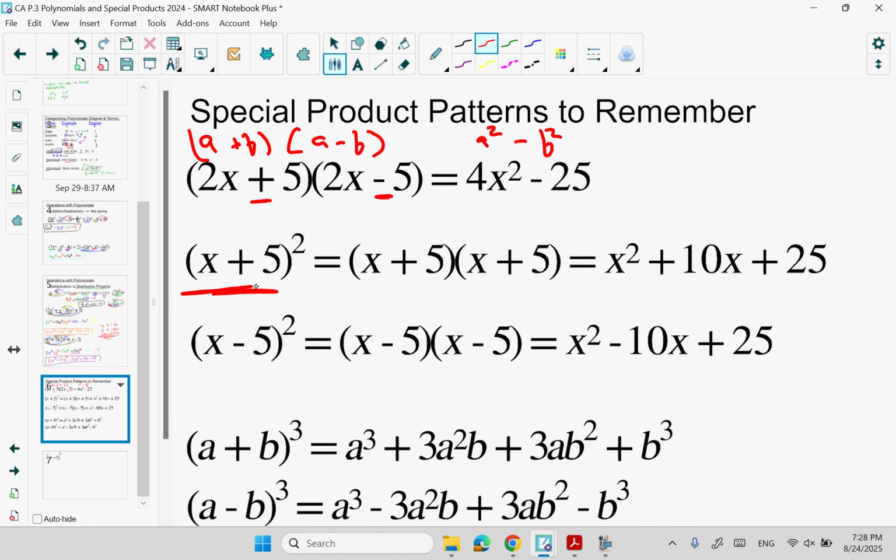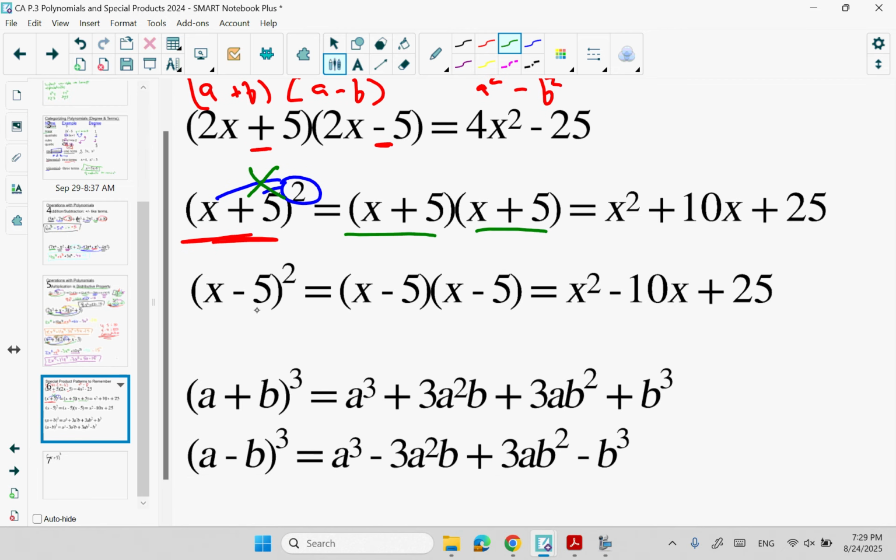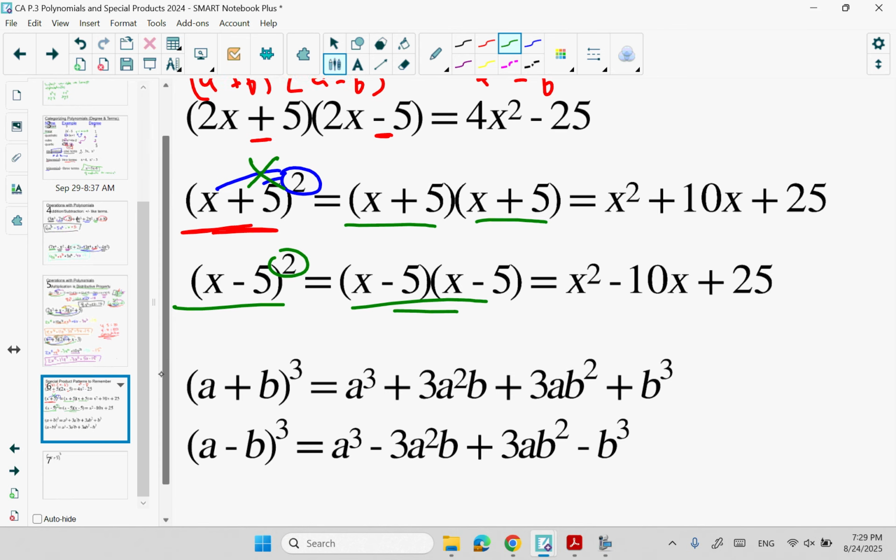Whenever I'm squaring this thing, remember, please do not distribute the square. That's not okay. You can only do that with multiplication underneath the parentheses or a division. This is addition, so I have to spread it out separately, and then multiply it from there. Exact same process here. I cannot distribute that exponent. I have to write it out as two different expressions.